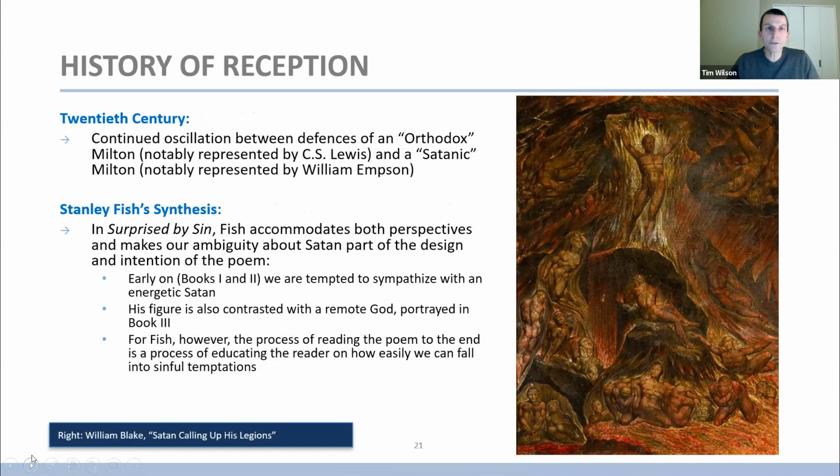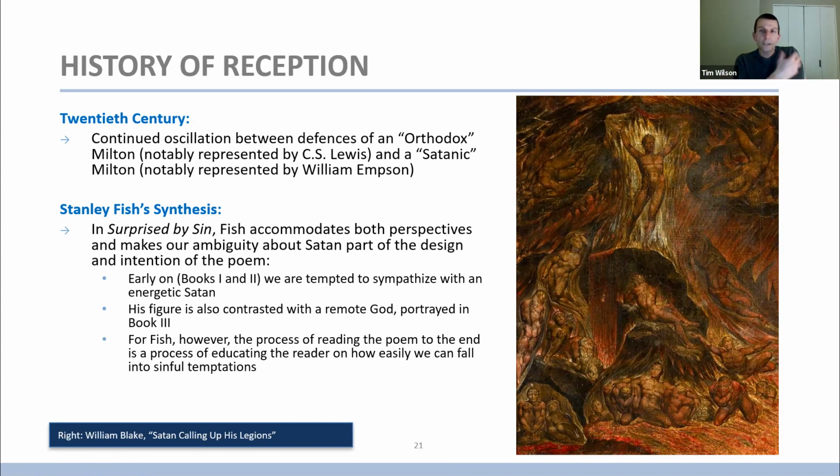And then in the 20th century, we have an oscillation, let us say, between what I call an orthodox Milton, represented by figures like C.S. Lewis. C.S. Lewis wrote the Chronicles of Narnia. He has a number of works on Christian theology, or Christian spirituality, more precisely, but is also a literary critic in addition to all that, and he has a number of great books on how to interpret medieval literature and Renaissance literature. And one of these, I think, is called A Preface to Paradise Lost.